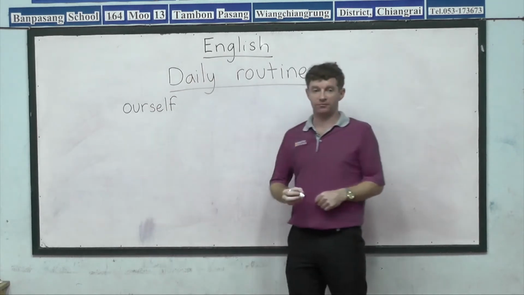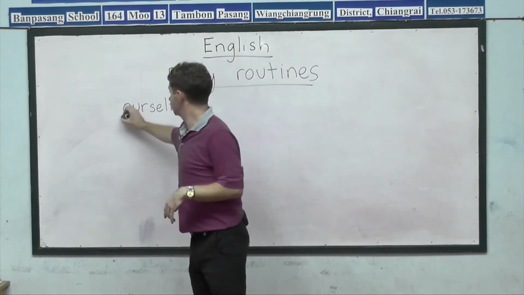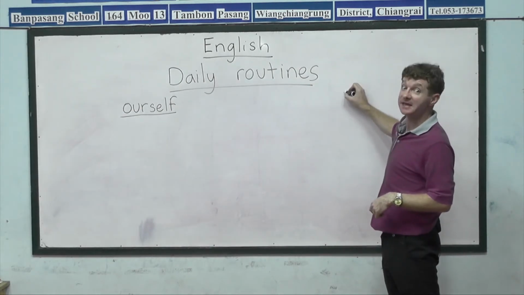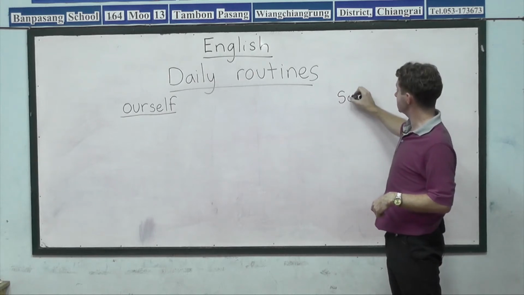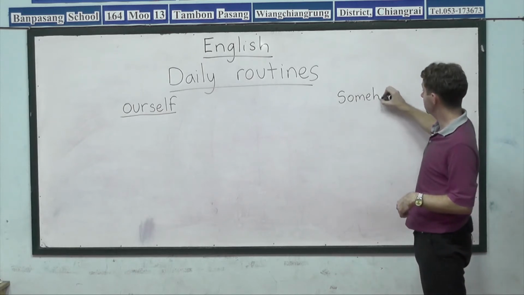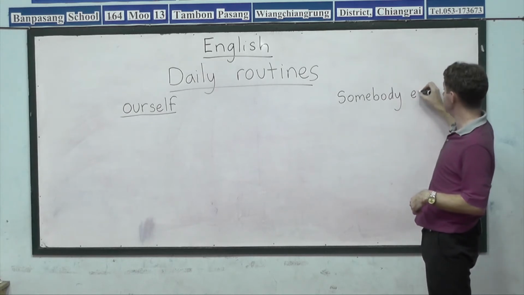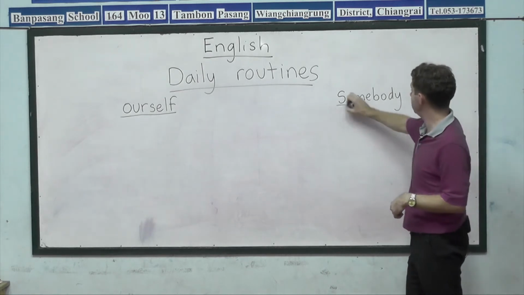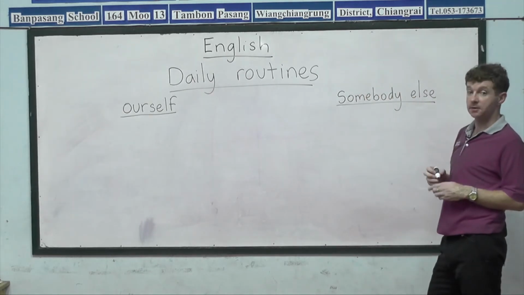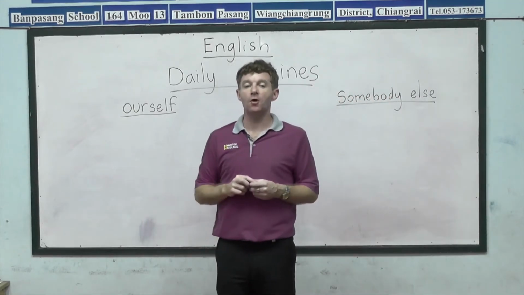O-U-R-S-E-L-F, ourself. This means when we talk about ourself. And the next column we're going to talk about is somebody else. S-O-M-E, B-O-D-Y, and then else, E-L-S-E. Ourself, somebody else. Okay, when we talk about ourself, what word do we use about ourself?